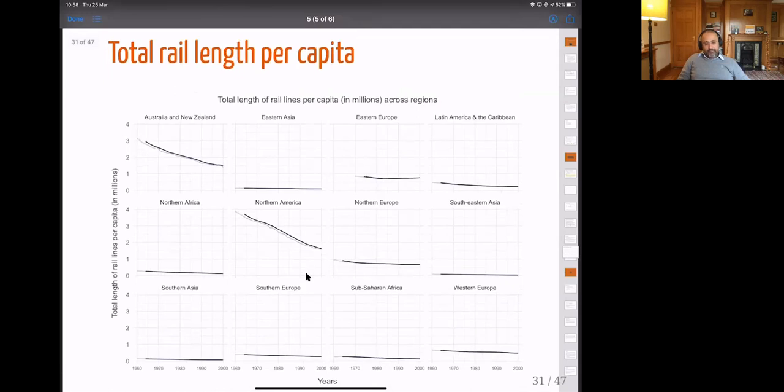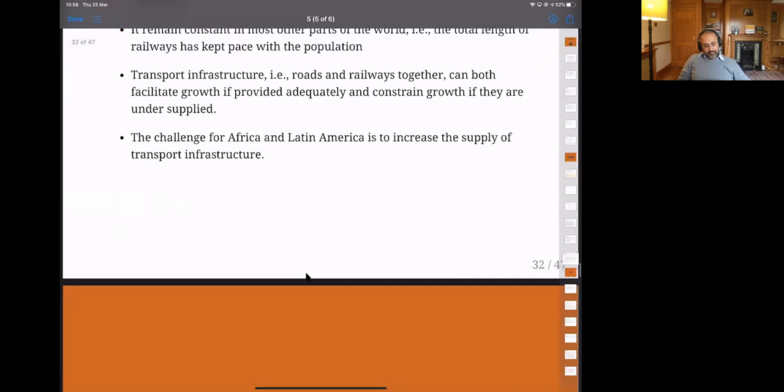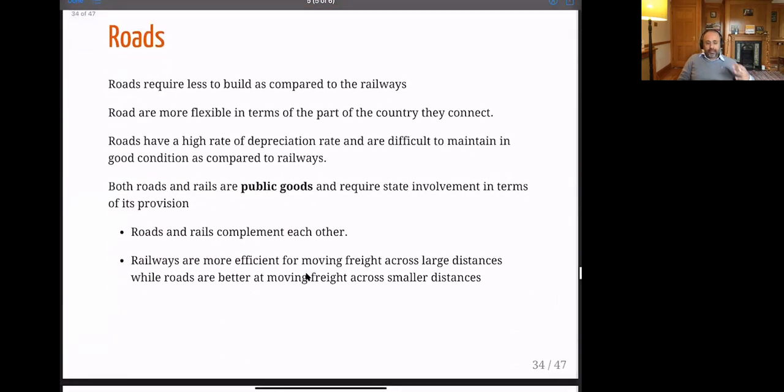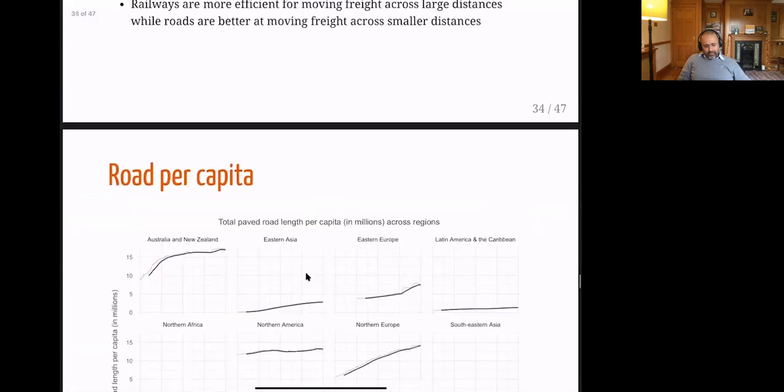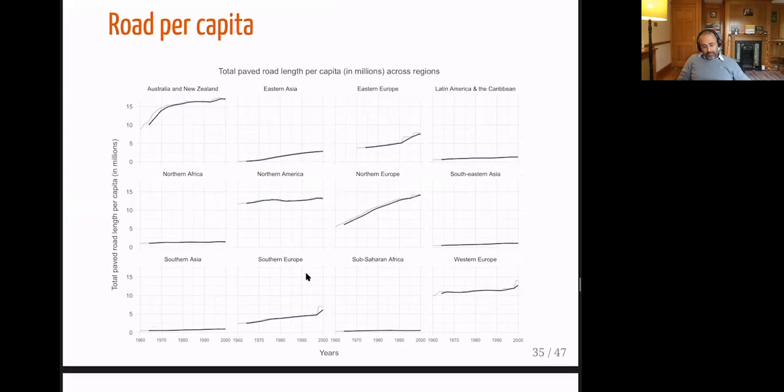The picture tells you about railways per capita and road patterns. We've talked a lot about roads, and this is just a simple story. It's a bit of an overview of roads, what's happening with roads across the world. What is the per capita road length in different parts of the world?